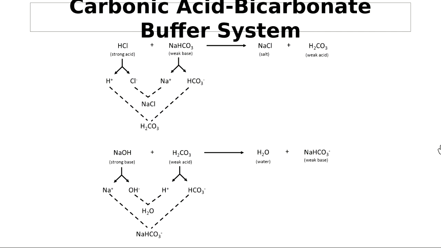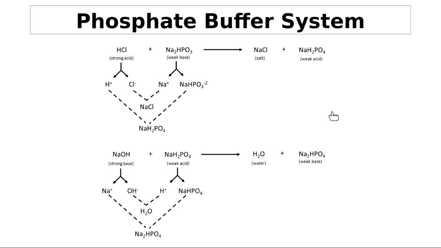Here's another one that's very similar, the phosphate buffer system, and it works basically the same way. A weak base and a weak acid are used to buffer a strong acid and a strong base. And so you see that the weak acid is used to buffer a strong base. The weak base is used to buffer a strong acid. So it's the same type of situation that existed with the previous one, the carbonic acid bicarbonate buffer system. So let's move on to the next one.